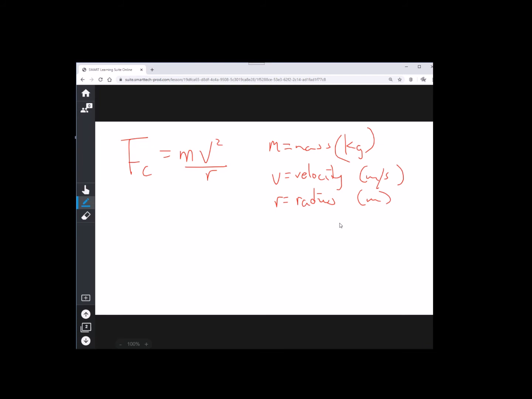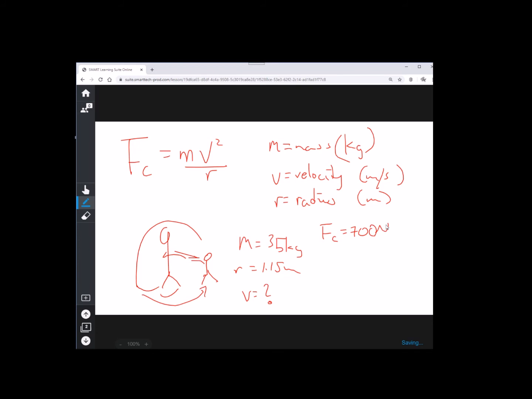So if we have an example where it says, a father spins his daughter around him while holding her by the hands. The center of gravity of the 35-kilogram girl is located 1.15 meters from her father's body. So here's the dad holding hands with the girl, and he's spinning her around. Her mass is 35 kilograms. The radius is 1.15 meters. And it goes on to say, what velocity does the little girl have of spinning if her father exerts a force of 700 newtons?